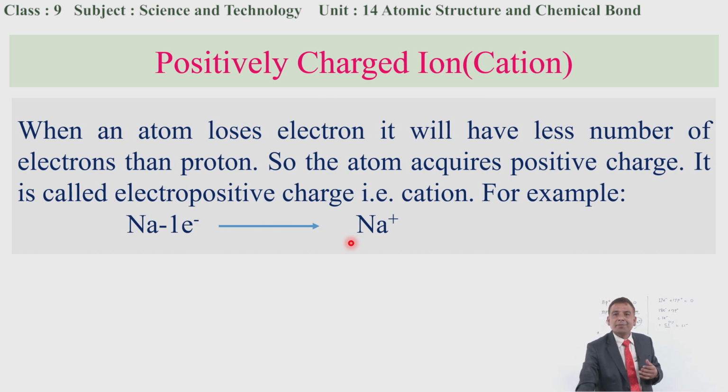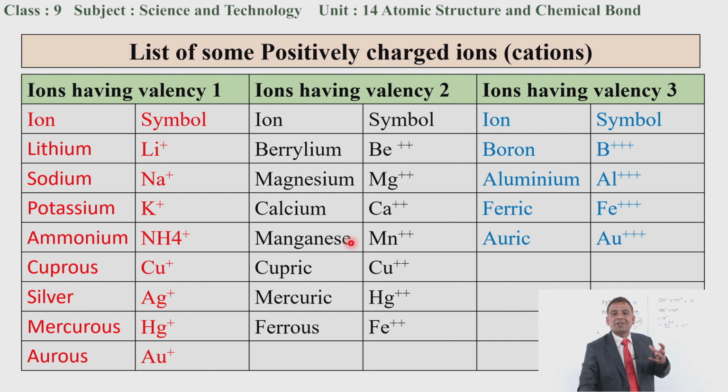Similarly, we have some positively charged ions. You can see in the table some of the positively charged ions, like lithium, Li plus, because the number of positive charges indicates the total number of electrons that have been lost. So if you are looking at Li plus, you need to know that lithium has lost 1 electron, as well as sodium: if sodium is acquiring 1 positive charge, then we conclude that sodium has lost 1 electron, so that it has become positively charged.